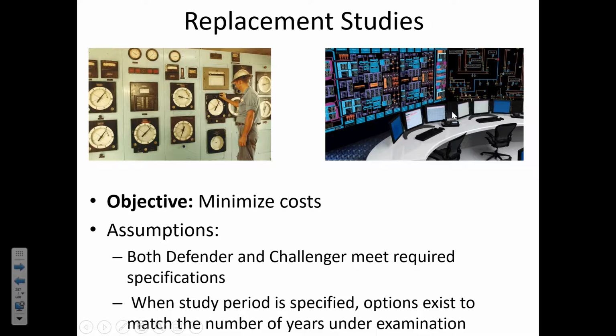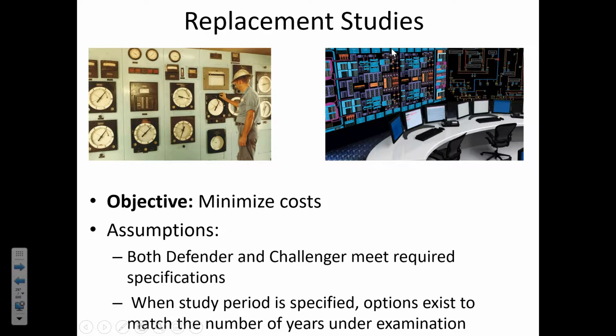The same is true when you're comparing two alternatives. Option A, which you already own, and option B, that you're thinking about buying. You do an economic service life analysis of both of those alternatives, and then you choose the alternative that has the lowest total annual worth of costs.